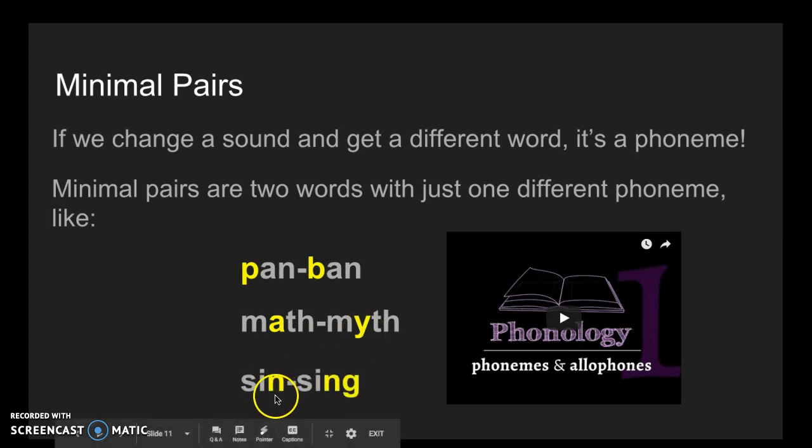And you can also look at minimal pairs at the end of the word. Versus and sin versus sing. If you change that one sound and it creates a totally different word that has a different meaning, then we know that these are different phonemes. So let's look at some more examples.